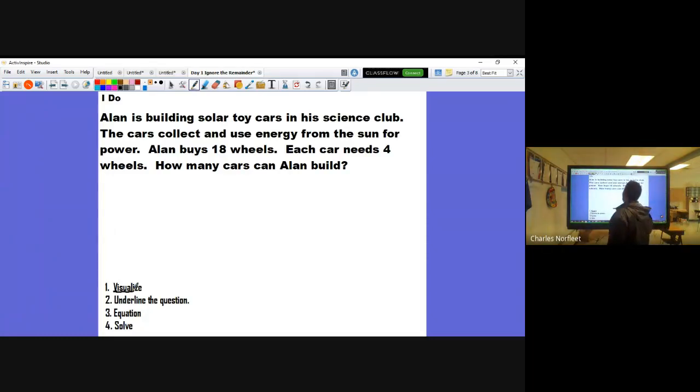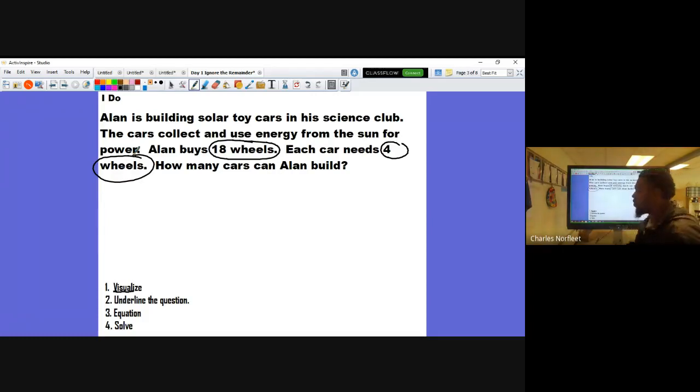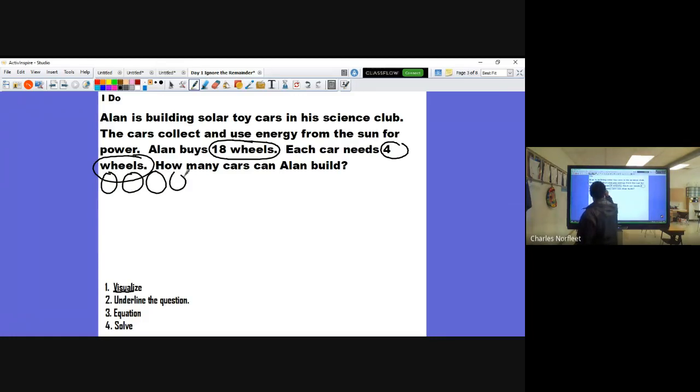So in this visualizing step, we're going to circle important key numbers. So we have how many wheels Alan buys. He buys 18 wheels. And each car needs 4 wheels. That's going to help us to visualize. So what I'm going to do, I'm going to draw these 18 wheels that Alan bought.